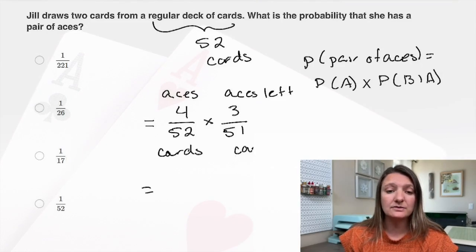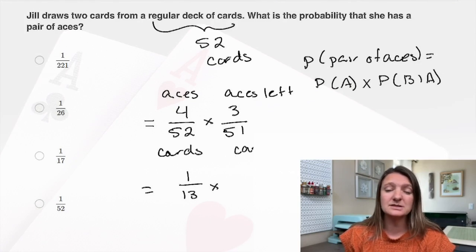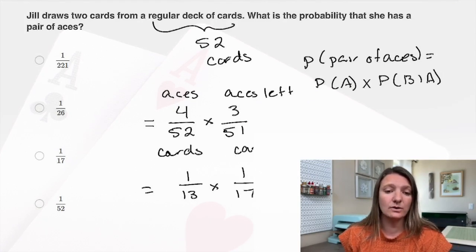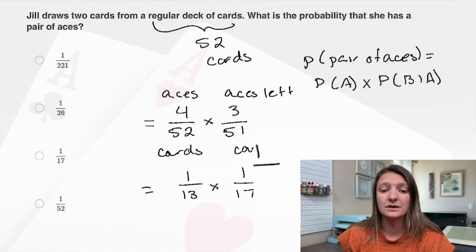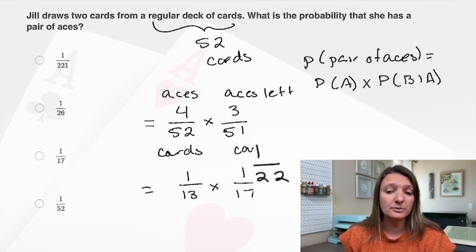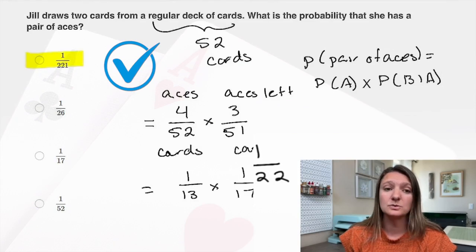So if we multiply 4/52 by 3/51, let's reduce those fractions. 4/52 equals 1/13, and 3/51 equals 1/17. If we reduce those and multiply across, we're left with 1 out of 221, which is A. I hope that was helpful.